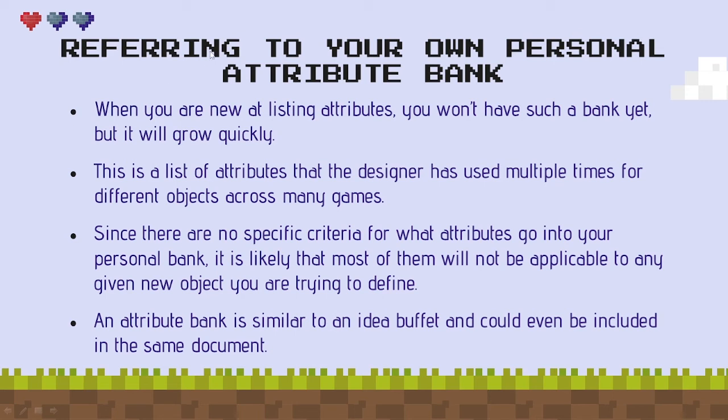So, referring to your own personal attribute bank. So, in here, there is what we call a personal attribute bank wherein it's basically a list of the attributes that you previously have done, okay? Or basically these are attributes na you already know, you're already familiar with when we're referring to a particular character, whether it's a person character, a beast character, etc. So when you are new at listing attributes, you won't have such a bank yet, but it will grow quickly. So this is a list of attributes that designers have used multiple times for different objects across many games.